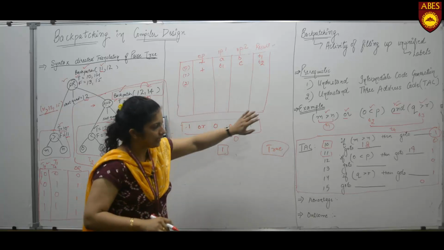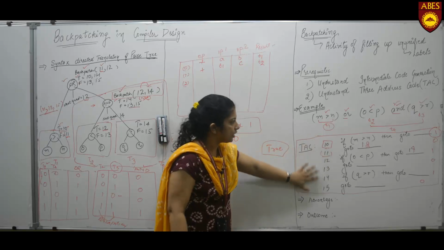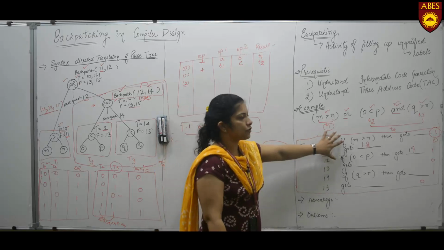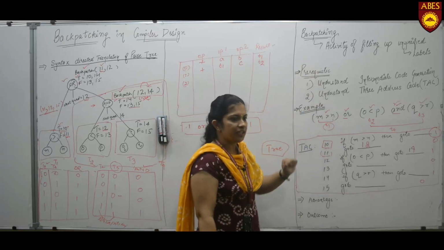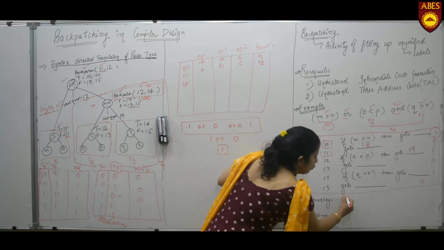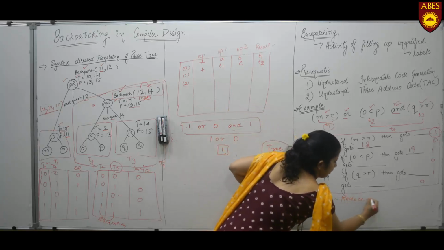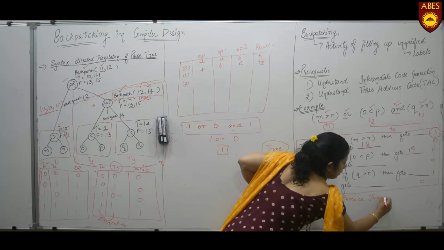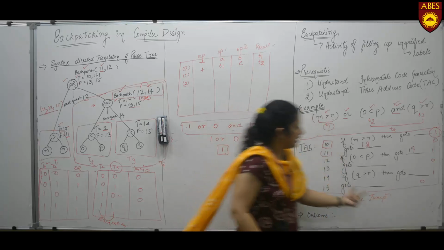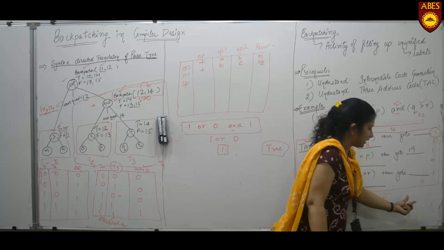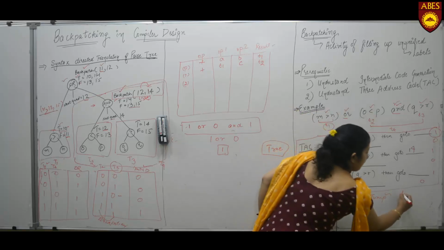Now you analyze what the advantage is of constructing this three address code using the backpatching technique. That is, you reduce the jumps. Hence, it affects the time complexity and the space complexity.